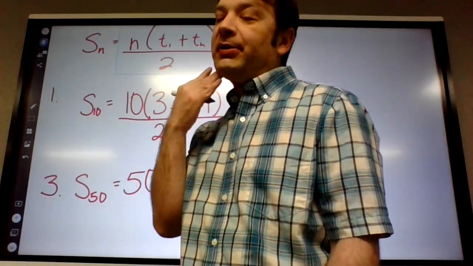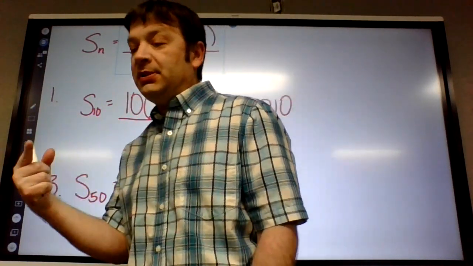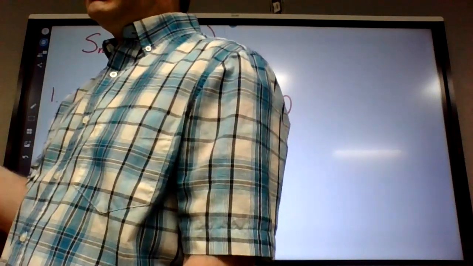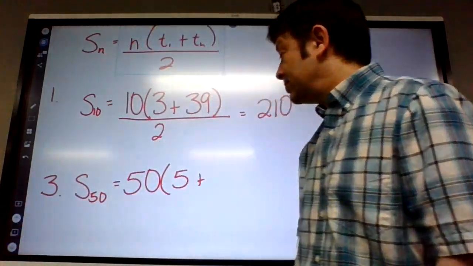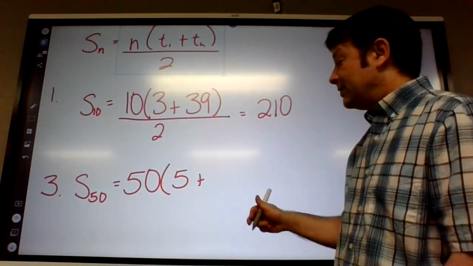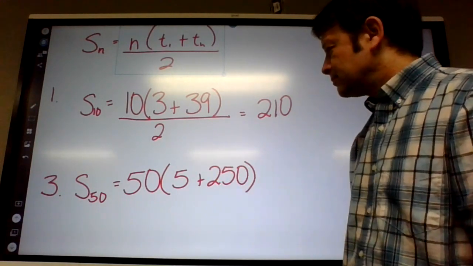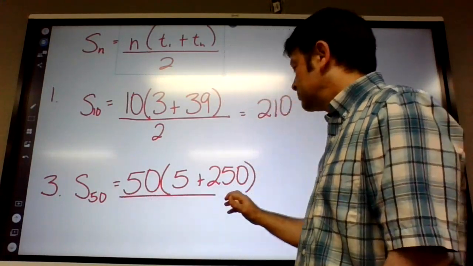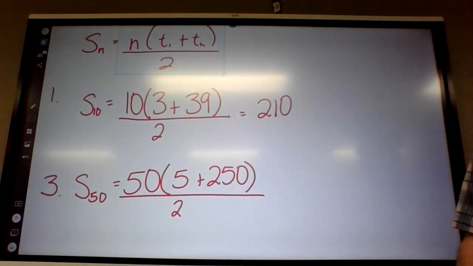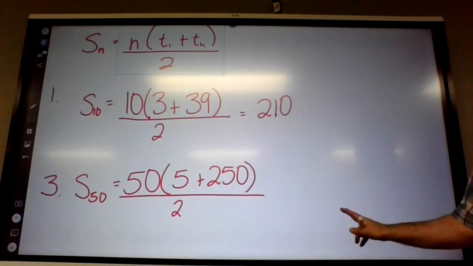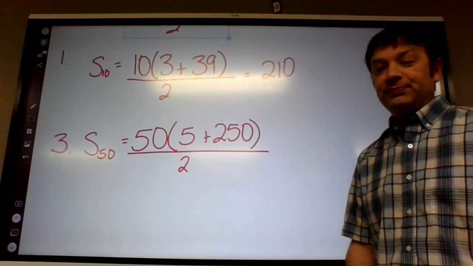Yeah, what is the pattern there? They're going up by 5. So the first term is 5, second term is 10, third term is 15. So it's like 1 times 5, 2 times 5, 3 times 5. So the 50th term will be 50 times 5. So that will be 250. Yeah, I'm not going to try to do this one in my head.